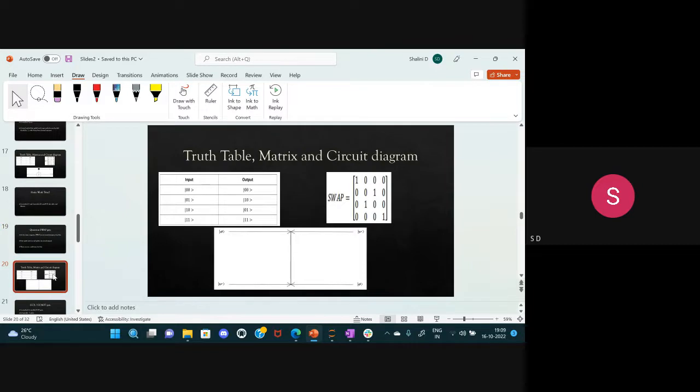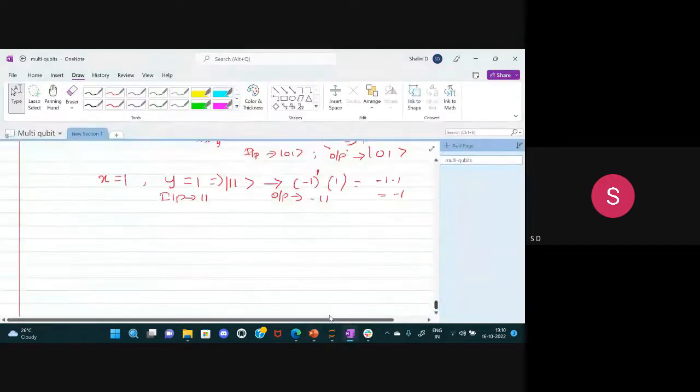Truth table. Swap, as we just explained, means we are interchanging the qubits. In the truth table, you can see 0 0 gives 0 0, and 1 1 gives 1 1. For 0 1 you swap to 1 0, and for 1 0 you swap to 0 1. This truth table is self-explanatory. And for the swap gate, we will quickly get the matrix.